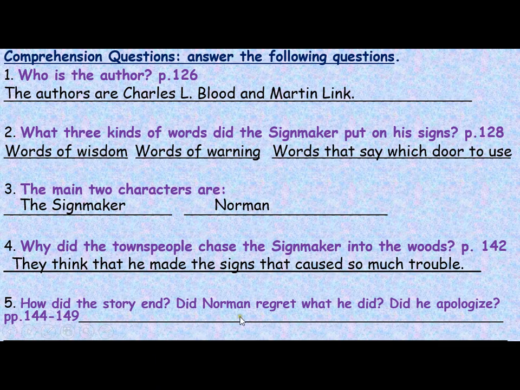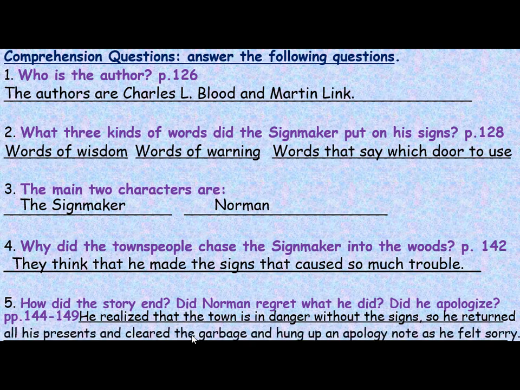When Norman saw how the townspeople were chasing the sign maker, he felt bad. He wanted to tell them that he did all of this trouble, not the sign maker. So he realized that the town is in danger without the signs. So he returned what? Do you remember the sign that says buy Norman a present? So he returned all his presents and cleared the garbage from in front of the grocery store, and he hung up an apology note as he felt sorry.